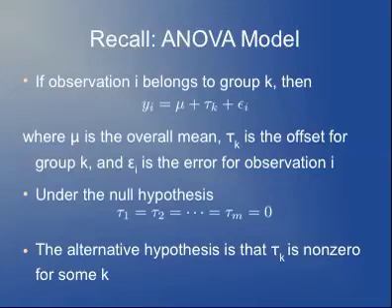Recall our ANOVA model looks like this: if you have observation i belonging to group k, then in the standard ANOVA model, the ith observation is equal to the global mean plus the offset for group k plus noise. The ANOVA null hypothesis is that all of these offsets are equal to 0, in other words, that the mean is the same for all the different groups. If at least one of the groups has a different mean, then one of the taus will be non-zero, and we would reject this null hypothesis.